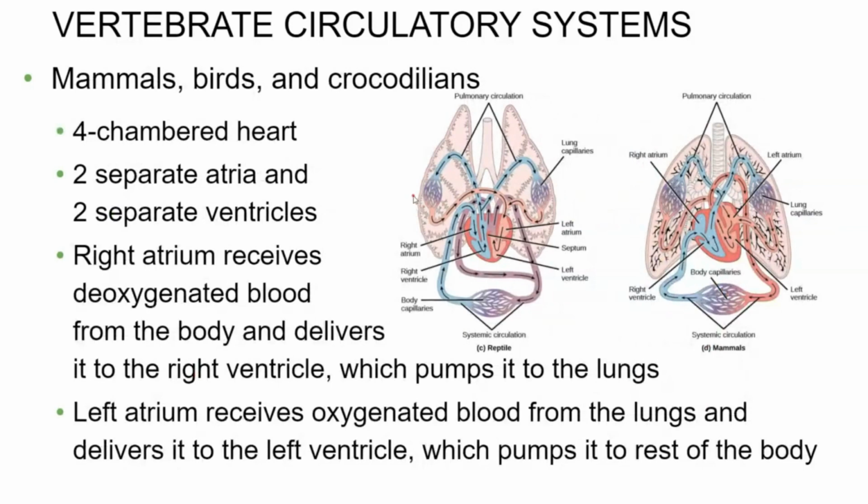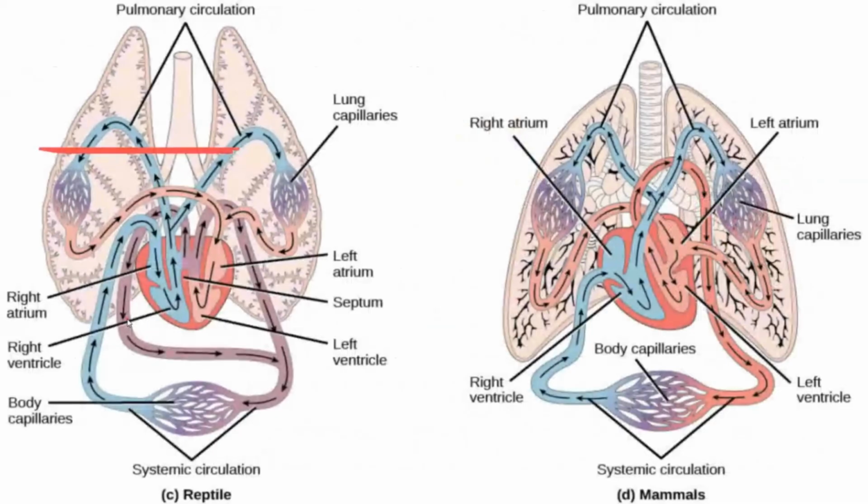Next, we have mammals, birds, and crocodilians, which have a true four-chambered heart with two atria and two ventricles. But first, before we go into the mammalian heart, I want to show you the crocodilian heart. The crocodilian heart has four chambers, but they have this area right in the middle. It's almost like a fifth chamber, where some blood is mixed.